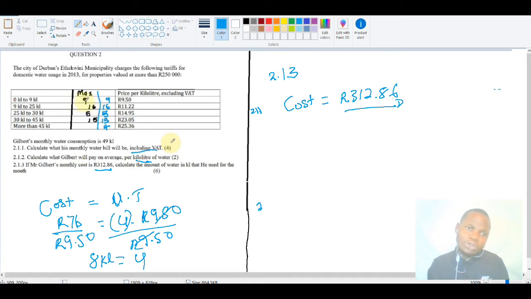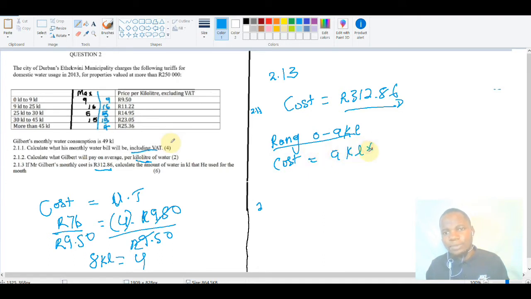So we know, according to the first range, if we use the whole 9, the first range is 0 to 9 kiloliters, right? So here we can only account for 9 kiloliters. What will be the cost if you use the whole 9 kiloliters? The cost will be 9 kiloliters times 9 rand 50. The aim is to understand and identify, if you are paying 312 rand, that means your water is between what range? That is what we have to find first. So we find it by calculating the cost.